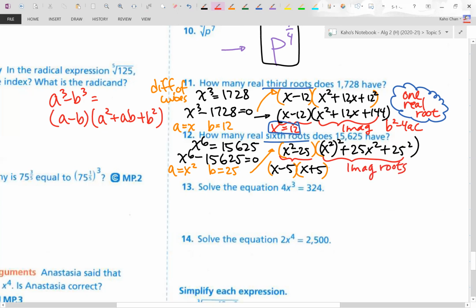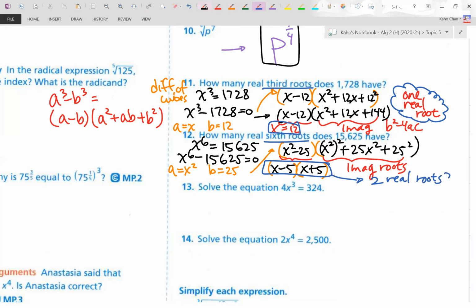But the ones that we are interested in are these two. Here we have 2 real roots. They are 5 and negative 5. You can actually graph those. Kind of speeding up a little bit. Woo, crazy.